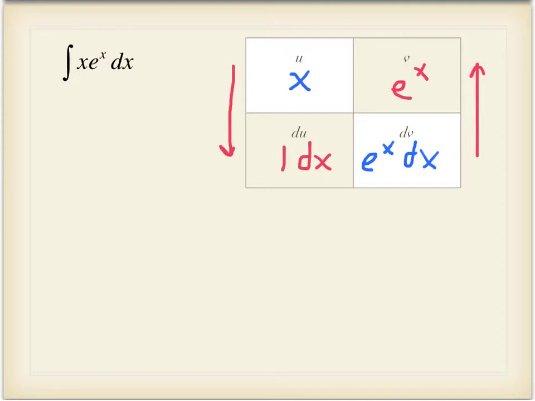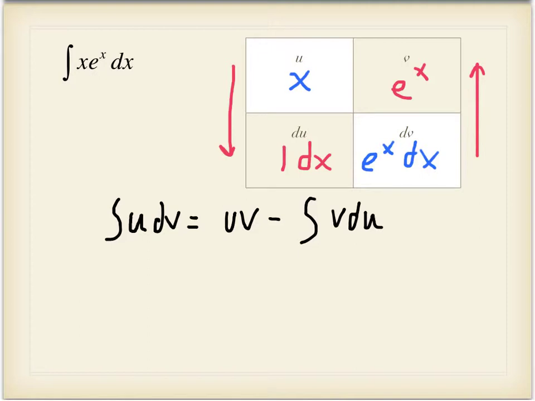And that is, I'll just write it down again. Here's what we have. Integral of u times dv. The formula of integration by parts says it's going to be equal to uv minus the integral of v du. Alright, now how do you tell what to put in here?